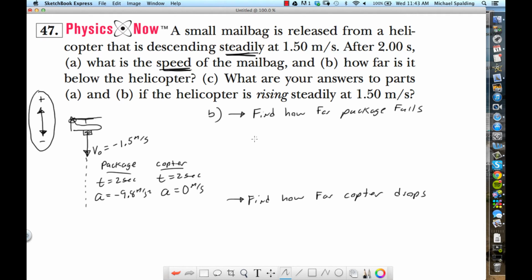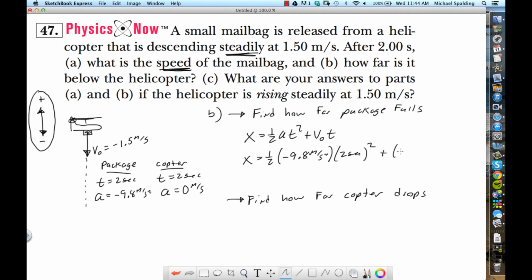So how far does the package fall? X equals 1/2 AT squared plus V initial T. So we plug into this. And you could solve it with a different equation, especially since we know the final velocity, right? We now know the final velocity at the end of T equals 2. But this will work. So for the package, the acceleration is negative 9.8. The time is 2 seconds.